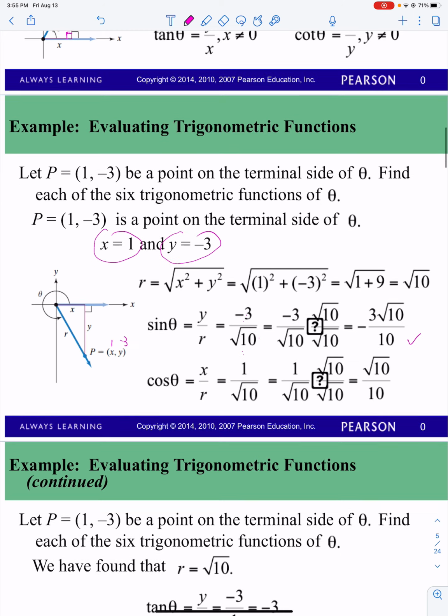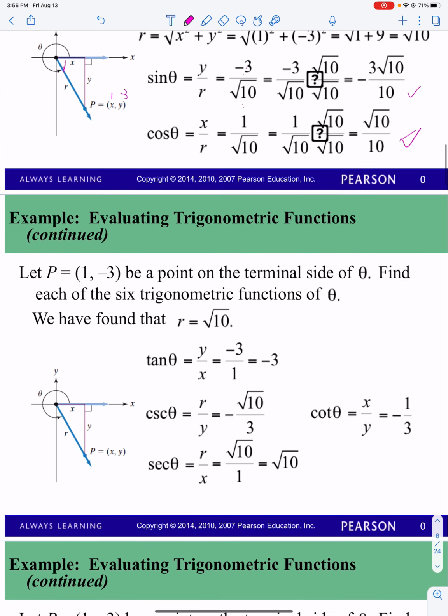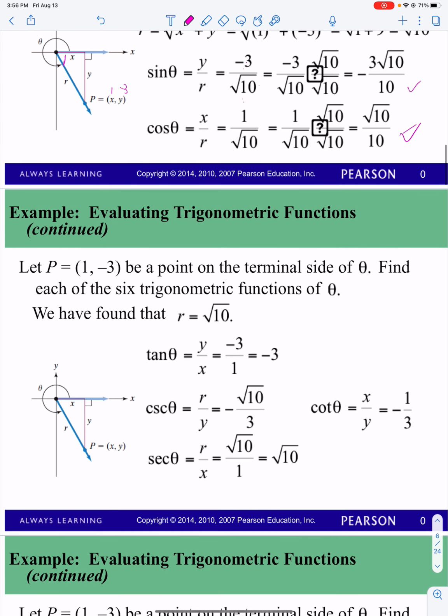Similarly you will be able to do it with cosine. Cosine is x over r. The cosine theta will be the adjacent over r. And then similarly, tangent is y over x, -3 over 1, which is -3. Then cosecant theta is r over y, secant theta is r over x, and cotangent is x over y. Okay, so pretty straightforward.